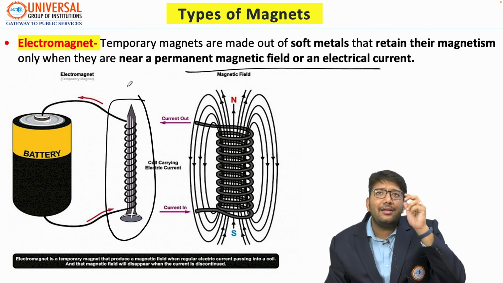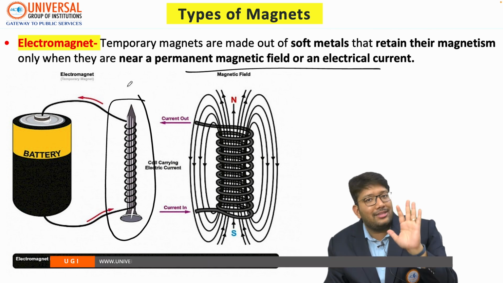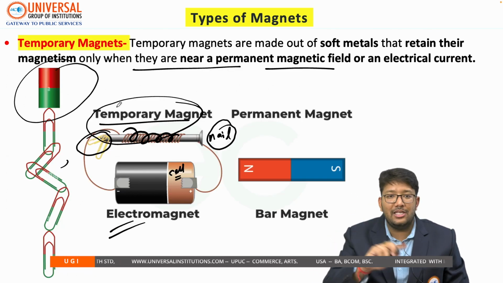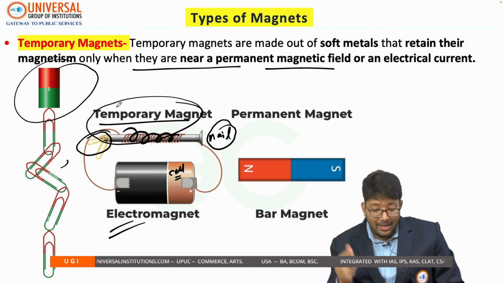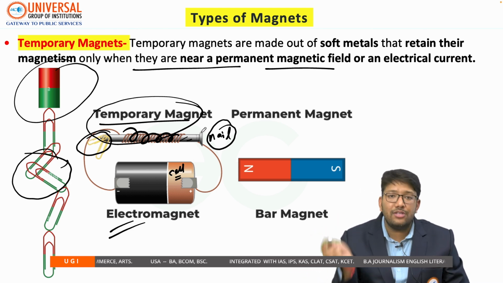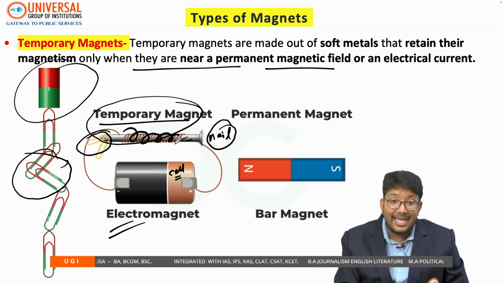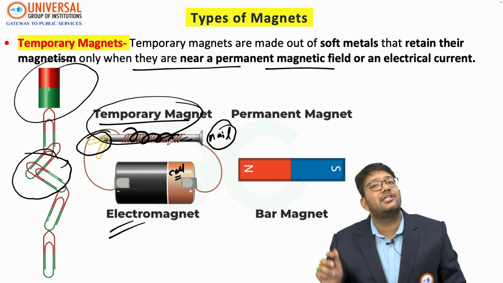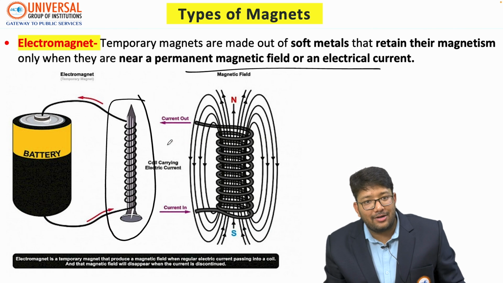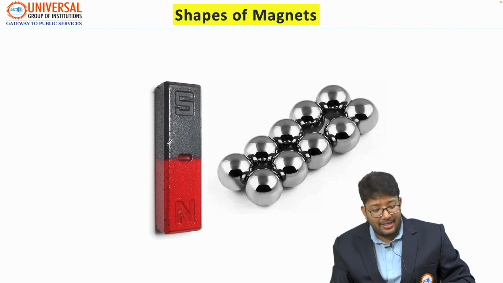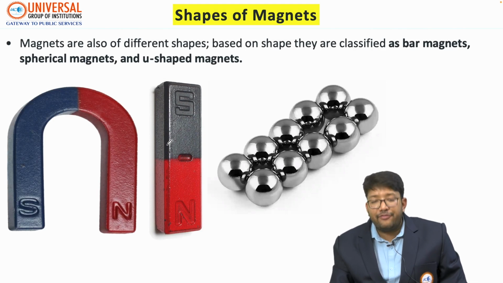So temporary magnet and electromagnet are not that much different, but see the difference is this only. Some temporary magnets, meaning these iron clippings, are temporary magnets. This nail is also a temporary magnet, but this nail has become magnetized due to electricity. That's why it is called electromagnet. Okay, fine.